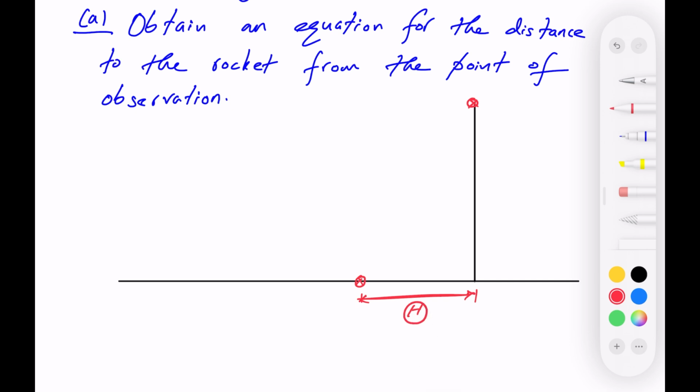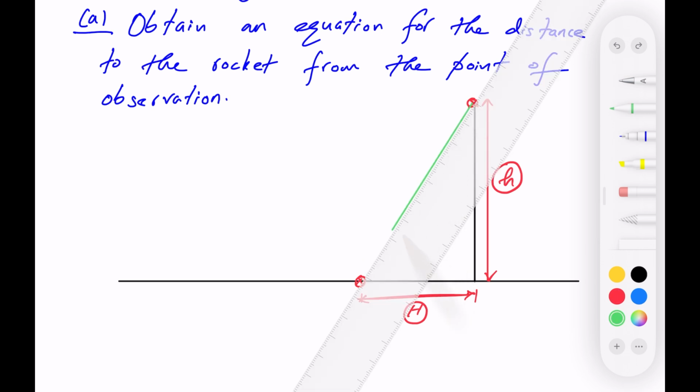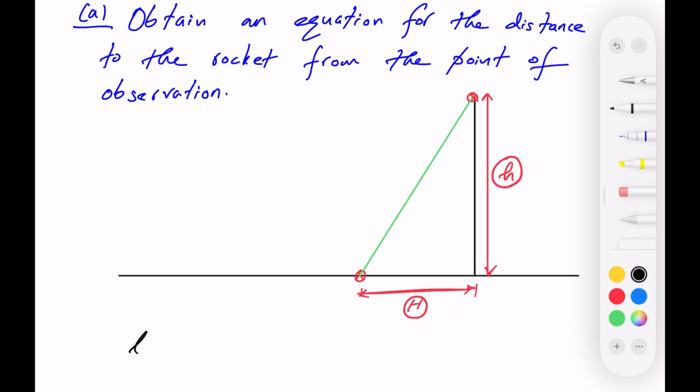Of course, capital H is going to be a constant. What changes is the height to the rocket. So the height right here is a variable. It's given as lowercase h. What we are interested in is the distance between the point of observation and the rocket. Let me show that straight line distance as well. That distance is also very clearly changing. So we will let L be the distance between the point of observation and the rocket. Please note that the angle right here is equal to 90 degrees.